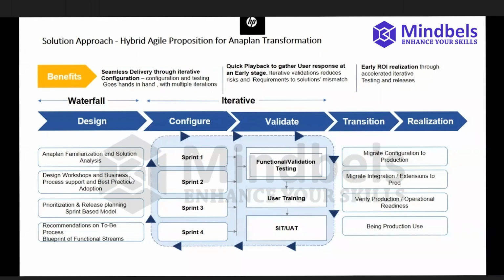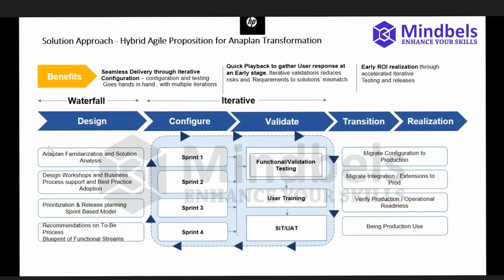Do you have any questions on this waterfall methodology? I'm just giving you 2 minutes. Do you have any questions, or do you understand this waterfall methodology? Understand or don't understand? It's clear, sir. Clear. Got it.